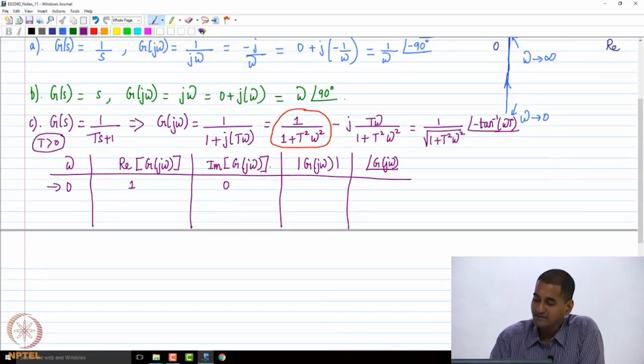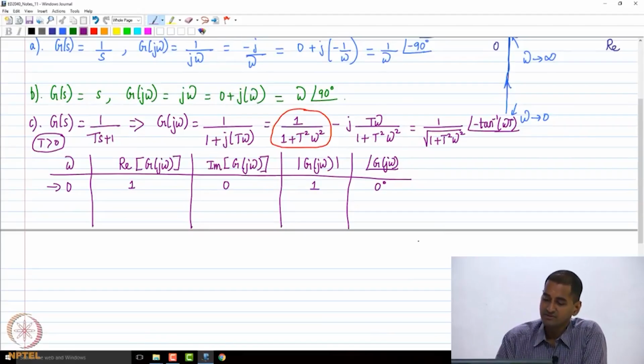Now you tell me, what happens to the magnitude of G of j omega as omega tends to 0? Obviously, it is real part squared plus imaginary part squared, and then take the square root. So, the magnitude is going to be 1. What about the phase? It is going to be 0 degrees as you go to 0. Now, having drawn the Bode diagram, can you think of any other critical frequency for first order factors?